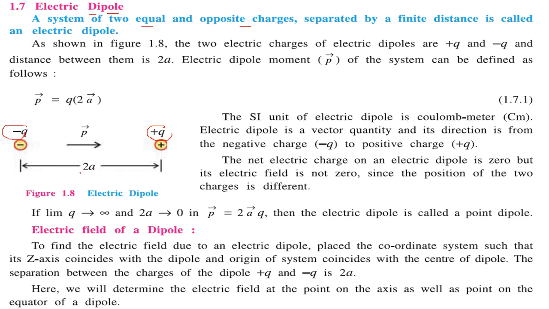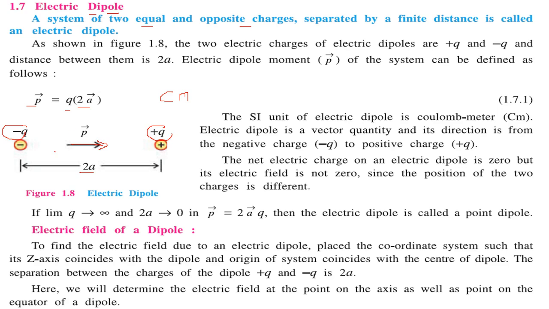a distance of 2a. The electric dipole moment, which is given by P, can be defined as q into 2a. The SI unit of this electric dipole moment is coulomb meter, and it is a vector quantity, as you see here. It's a vector quantity, and the direction is from negative charge to positive charge.